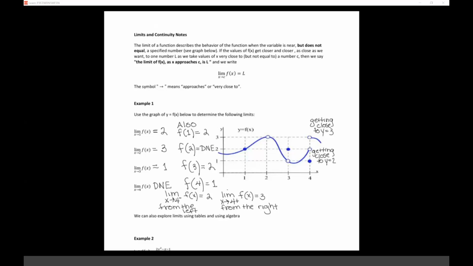So it asks for us to determine the following limits. So the answers would be the y values, or the numbers on the left. Basically, if you're looking at example 1 right here, the answers are the y values. So 2, 3, 1, and does not exist. Okay, so the limit value is an f of x value. Yes. Okay, cool.